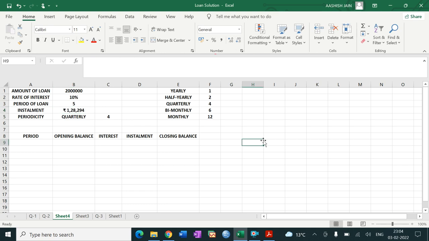Let's make this a round value. Now the number of periods would be equal to 20, because the period of the loan is 5 years, and the number of installments per year is 4. So the total loan period would be equal to 20, right? But if I change from quarterly to bi-monthly, what would the number of periods be? That is 5 multiplied by 6, equal to 30. So if I change the periodicity, the number of periods also gets affected, right? So we need to type such a formula that all the values will change automatically.